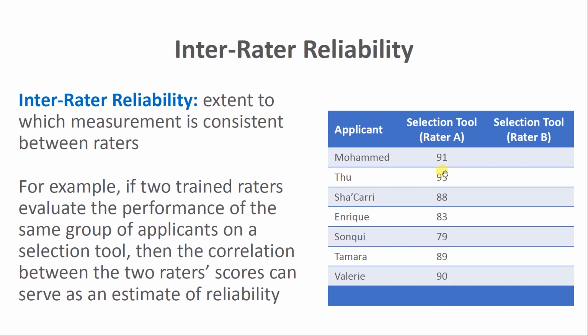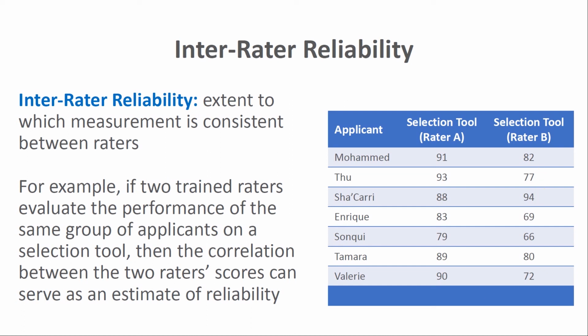So rater A gave these applicants the following scores on this selection tool. You can imagine maybe it's a structured interview, and this rater is going through and scoring the applicants in terms of their overall performance. And we see Mohammed got a score of 91, Tu a score of 93, Shakari a score of 88. Now let's see how rater B rated this same group of applicants here. Well, rater B rated Mohammed as 82, Tu as 77, and Shakari as 94.